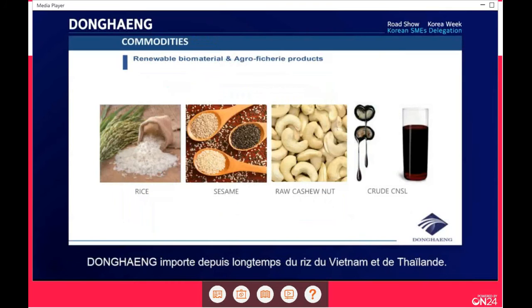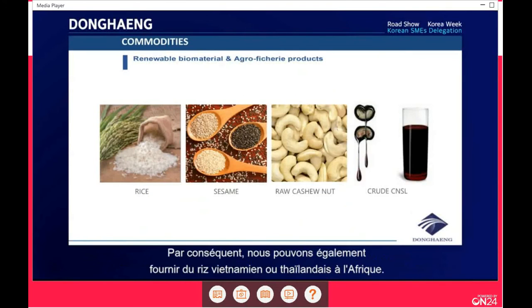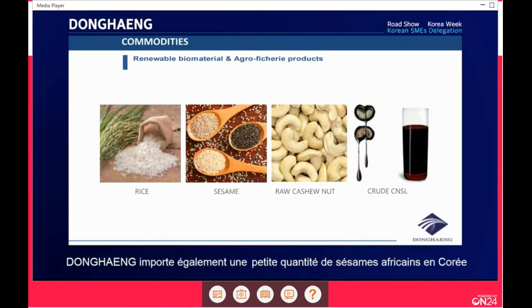DONGHAENG has been importing rice from Vietnam and Thailand for a long time. Therefore, we can also supply Vietnamese or Thai rice to Africa as well. DONGHAENG also imports a small amount of African sesames to Korea, and we are continuously working on increasing the volume.